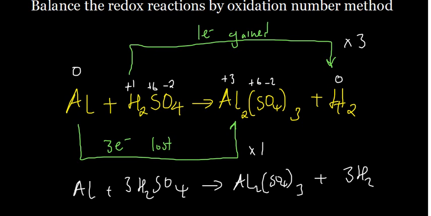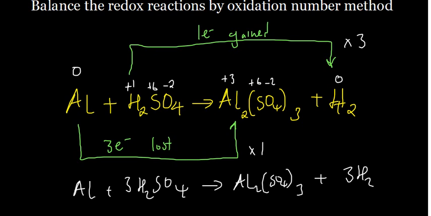So aluminium from 0 to positive 3 is losing electrons. When something becomes more positive, is that oxidation or reduction? It's reduction. Oxidation. You've already forgotten. No, I haven't forgotten. Okay, it's oxidation. Yeah, more of oxidation.